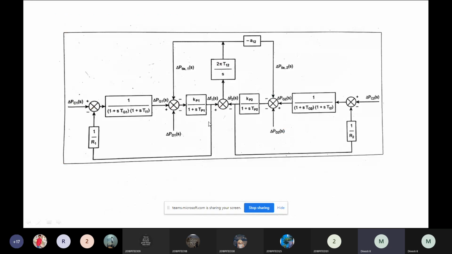So this is the block diagram we have. Here we have 1, 2, 3, 4, 5 controllers now.